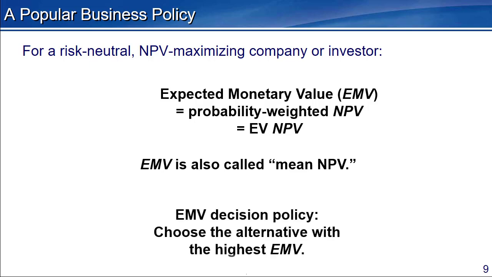The EMV decision policy is, choose the alternative with the highest EMV. This applies best when the objective is to maximize the EMV of the company. There are lots of decision aids. To be called decision analysis, the decision-making process must have these features.